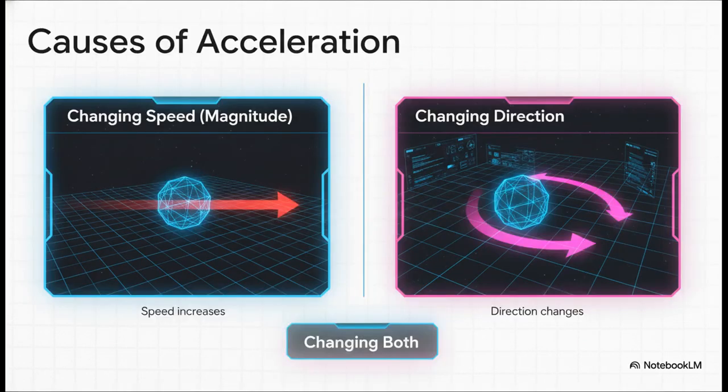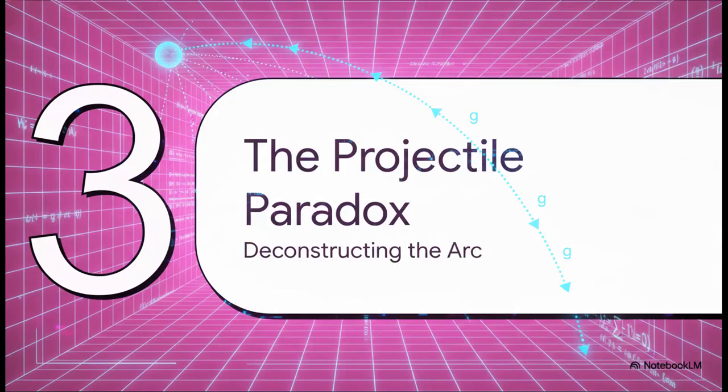Now, here is a crucial point that trips a lot of people up. Acceleration isn't just about mashing the gas pedal. In physics, merely turning a corner alters your velocity vector, which means you are actively accelerating. Because velocity is a vector, literally any change to its magnitude, your speed, or its direction counts as acceleration. That's a huge perspective shift, and it's going to be absolutely critical when we look at circular motion in just a bit. Section 3, the projectile paradox, deconstructing the arc.